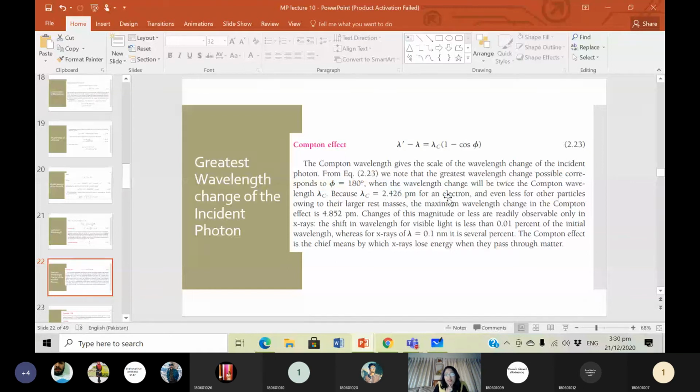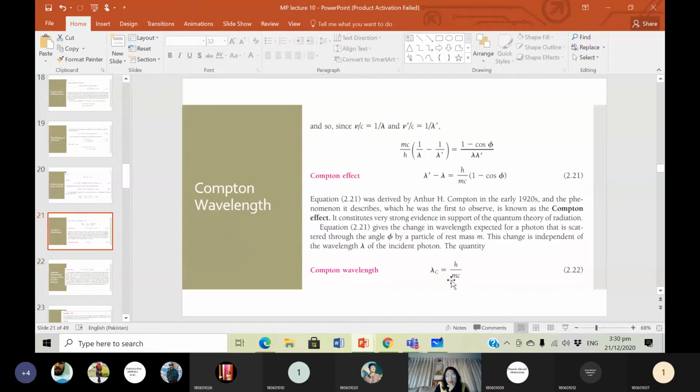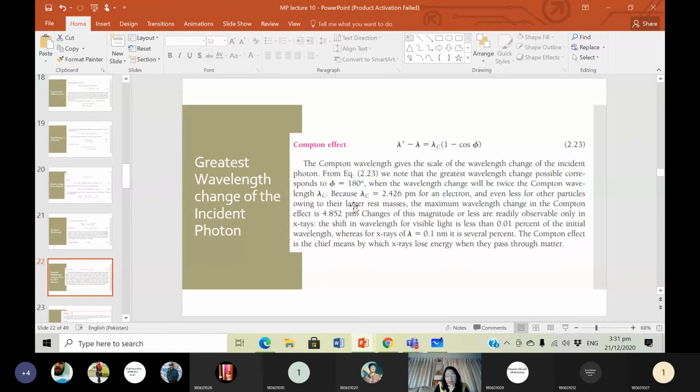At phi equals 180, the wavelength change will be twice the Compton wavelength, lambda c. Because this factor over here will be 2, so it'll be twice the Compton wavelength. So lambda Compton, if you put in the values for the mass of an electron, Planck's constant and the speed of light, you get lambda Compton equals 2.426 picometers for an electron.